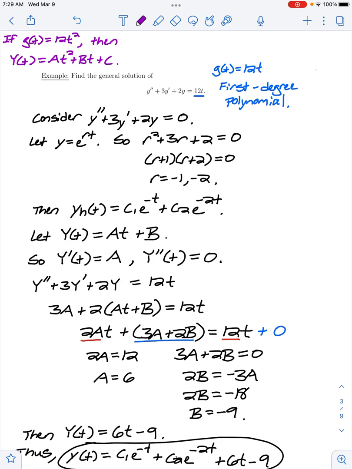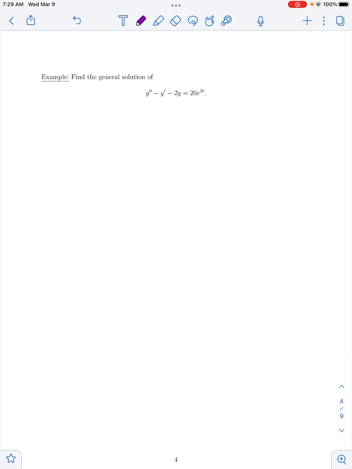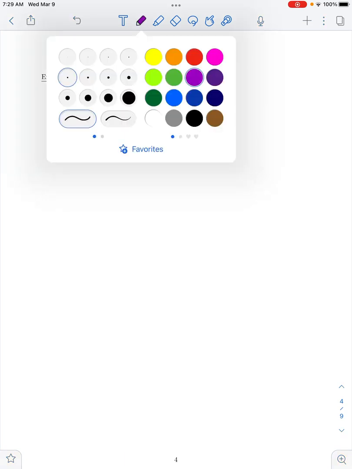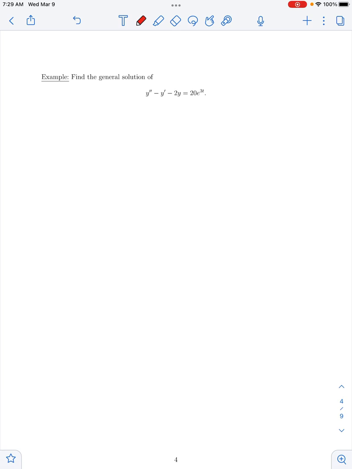So in general, if g of t is an nth degree polynomial, we would consider a particular solution of the same form, a general nth degree polynomial. So let's look at another example. In this next example, we have the same sort of problem as in the last one. We're asked to find the general solution of this second-order linear non-homogeneous equation.